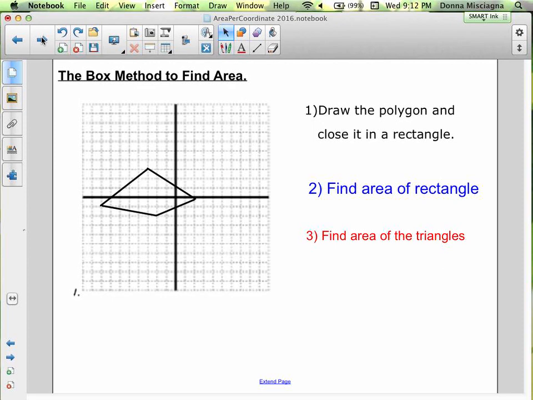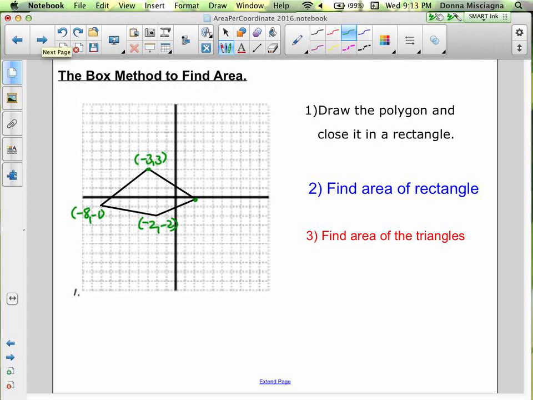We're going to find the area of this particular polygon. Right, that's pretty irregular. This point here is at (-3, 3). This point here is at (-8, -1). This point here is at (-2, -2). And this vertex here is at (2, 0). So let's box in our polygon.